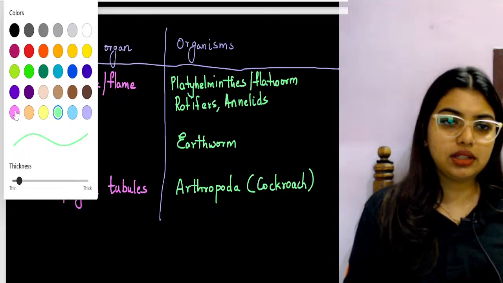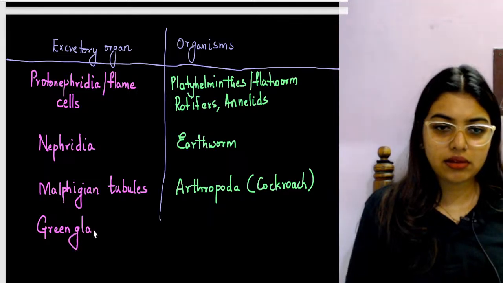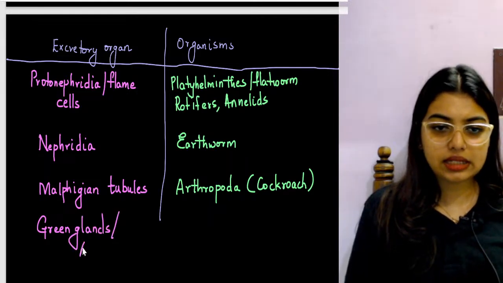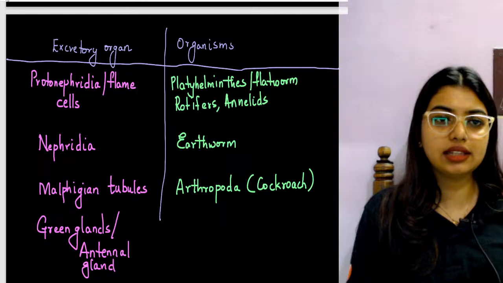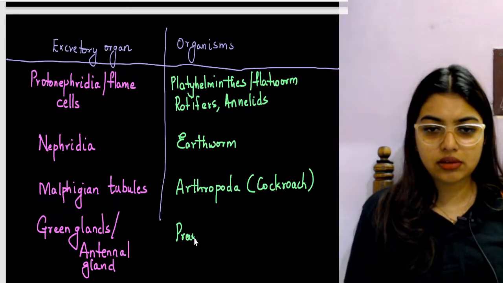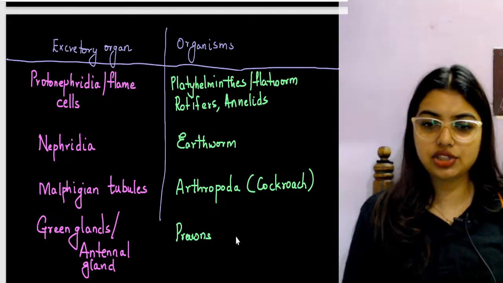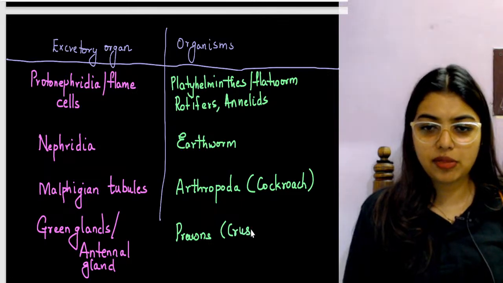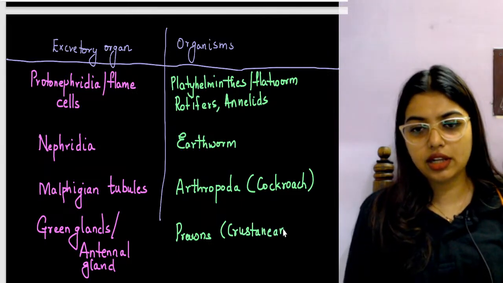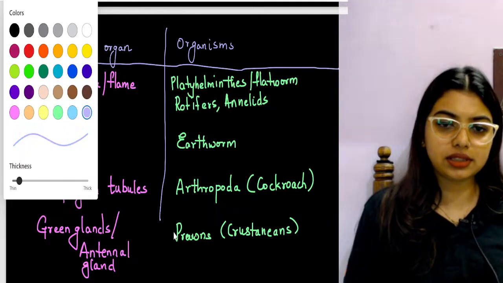Last but not the least, green glands or antennal glands. Names are there, okay, for the antennal glands, green glands. Structure is going to be prawns. Some crustaceans you can write, but mentioned here is prawn, but I'm writing in bracket crustaceans. Like a lobster, all of this can come under this.